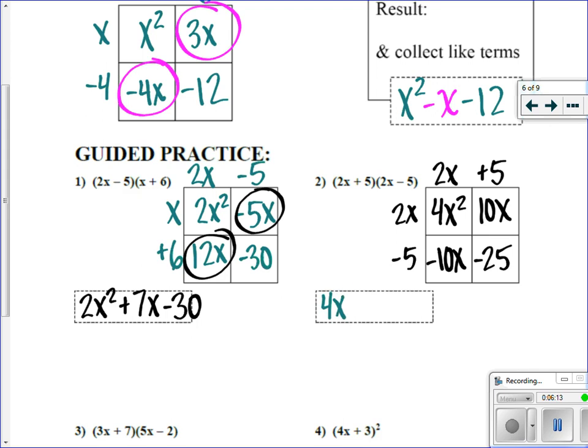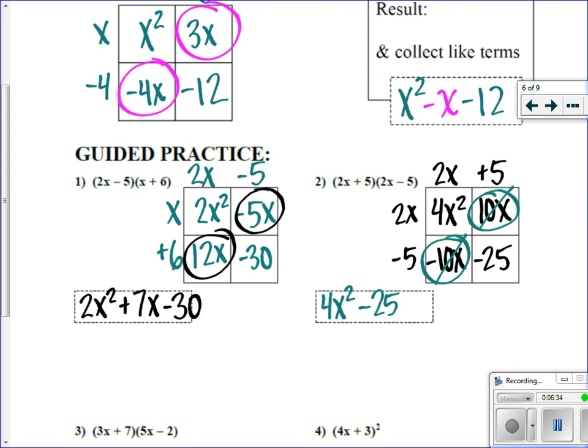4x squared is out in front on its own. Our two top right and bottom left are always our like terms. What do we get when we combine those? 0. So we don't need to write anything with x. They just cancel out. And then minus 25.